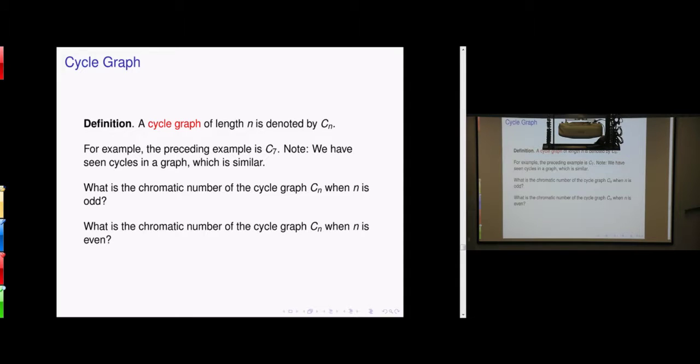How about when n is even? Do we still need 3 colors? Let's look at a hexagon like this. I color this 1, 2, 1, 2, 1. Oh, I'm lucky, here I can put 2. So if it's even, certainly you can use 2 colors. You cannot use 1, obviously. So the chromatic number for this is 2.